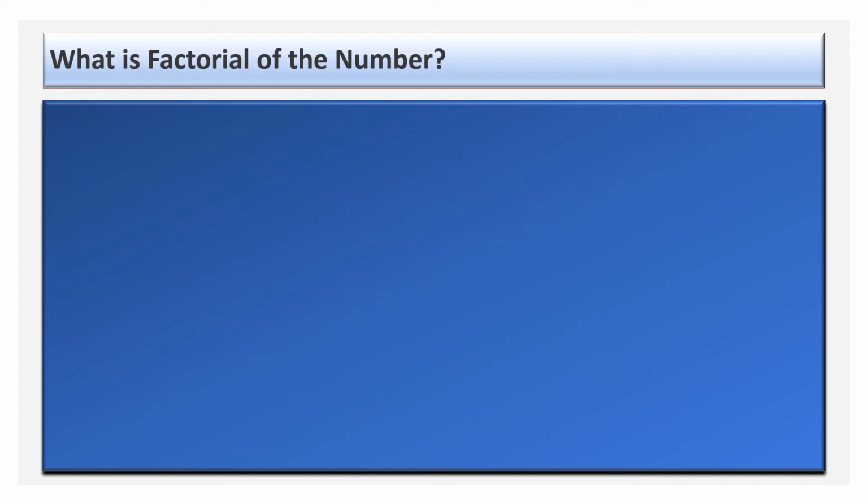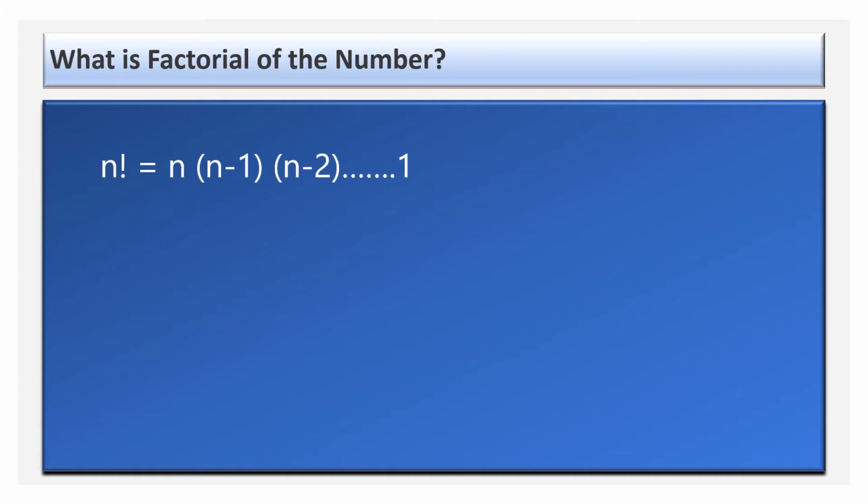In this video, I'm going to discuss what the factorial of a number is. The formula for the factorial of a number is: n factorial is equal to n into n minus 1, n minus 2, then n minus 3, and so on, up to 1 actually.